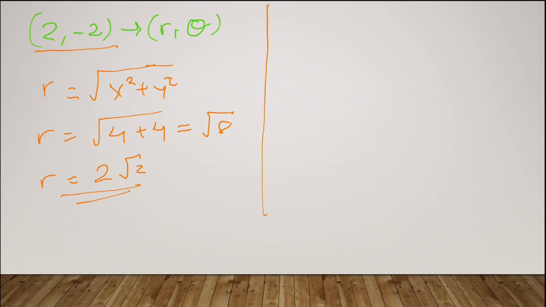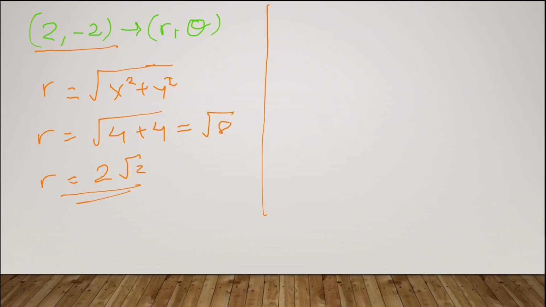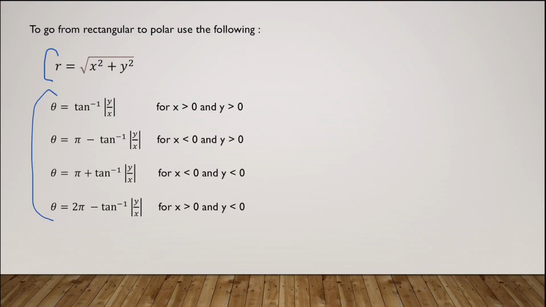What about the angle? Well, we have x coordinate to be positive and the y coordinate to be negative. And if you look at the fourth point that we have here, which is for x greater than 0 and y less than 0, we have theta is equal to 2 pi minus tan inverse of y over x. So we'll use that formula. We have theta is equal to 2 pi minus tan inverse of y over x, and the absolute value. I want you to make sure that whenever you're using them, all of them have the absolute value of y over x, which is something very important you should note.